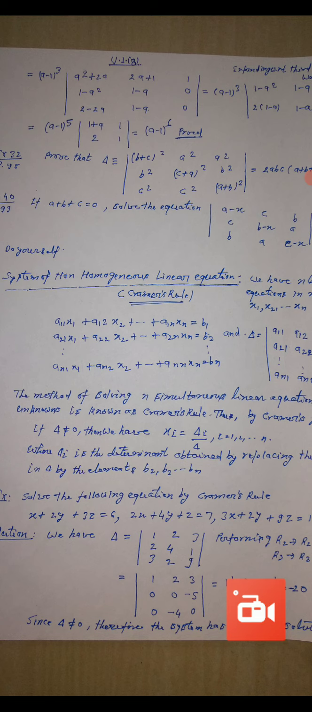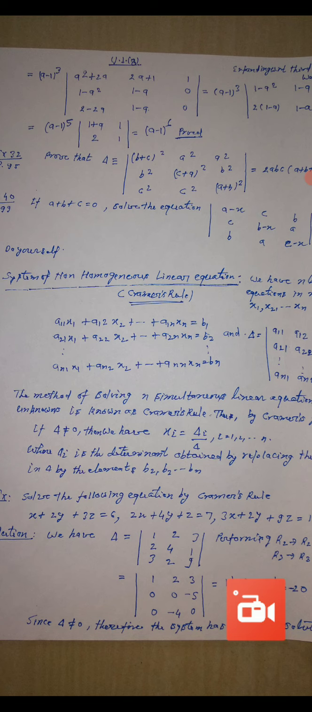Thus, by Cramer's rule, if delta is not equal to 0, then we have xi is equal to delta i upon delta, where i is equal to 1 to n, and delta i is the determinant obtained by replacing the ith column in delta by the elements b1, b2 and so on up to bn. So this is the formula of Cramer's rule. Now we will solve some examples using Cramer's rule.